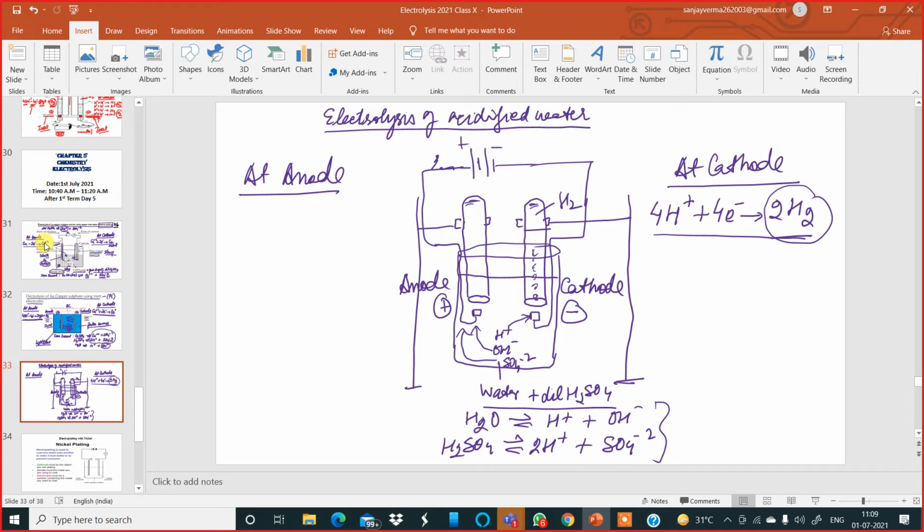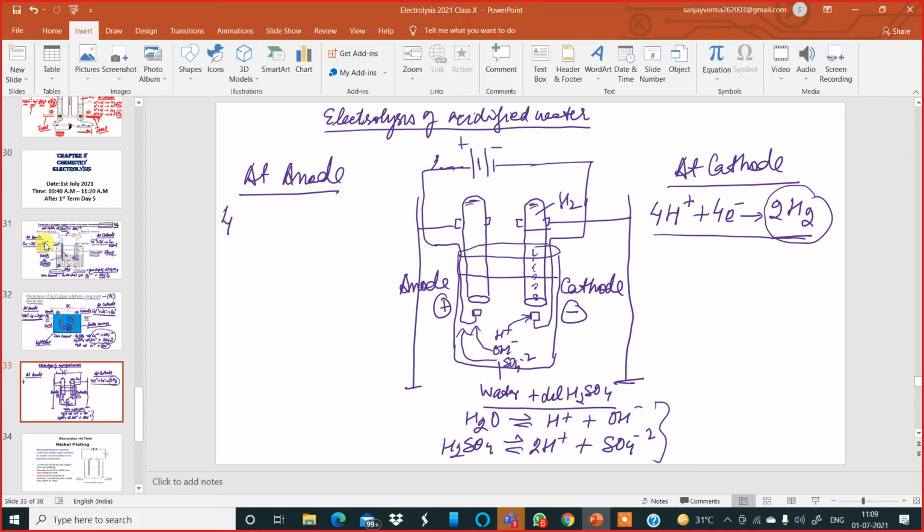So again here at the anode, I didn't understand. Sir, I didn't understand what this part, that discharge. Discharge means losing the charge. Discharge means to lose the charge either by gaining electrons or losing electrons. Negatively charged ions lose electrons. Positively charged ions gain electrons.